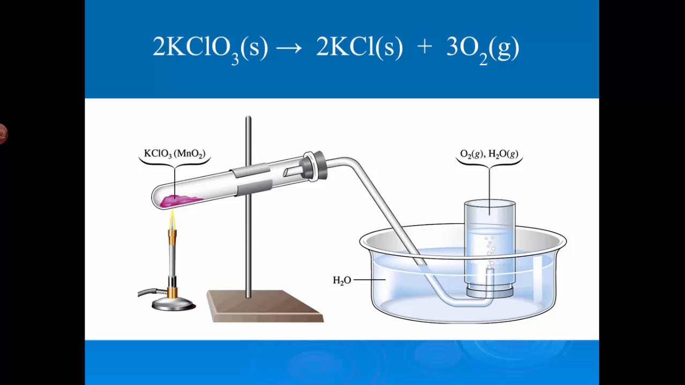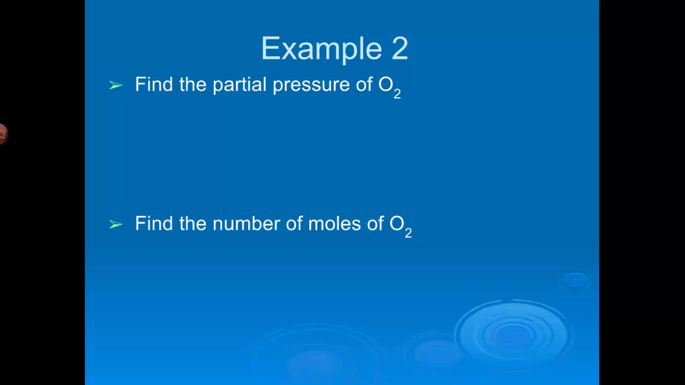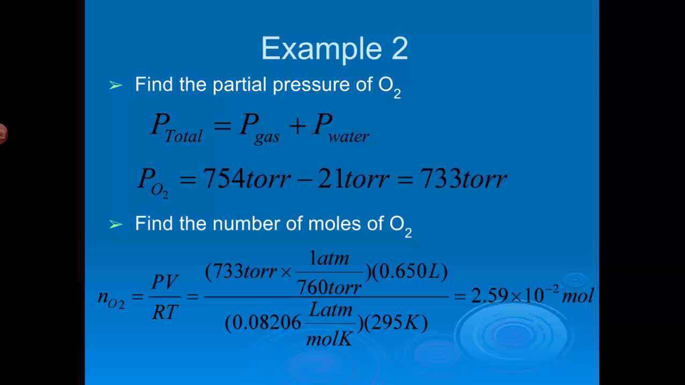through water displacement. Okay, so the first thing we're going to do is find the partial pressure of oxygen in this situation. So the total pressure is the pressure of gas plus the pressure of water. Okay, and so 754 torr minus 21 torr, which is the vapor pressure of water under these conditions, is 733 torr. So that's the partial pressure of oxygen. We can then find the number of moles of oxygen that we've produced based on that pressure.